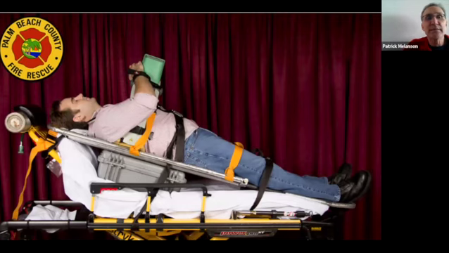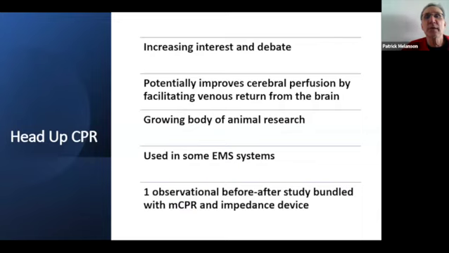So this is heads up CPR. And you can see the Palm Beach County Fire Rescue Service has adopted this protocol. And there are many or several EMS services in the United States and elsewhere that have now started doing this as a routine. So why would they be doing this?